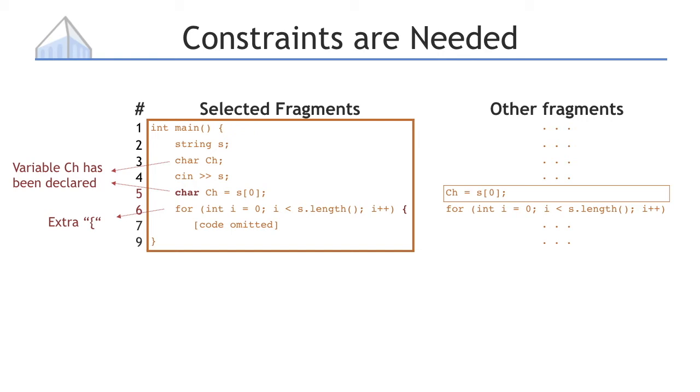On line 5, the selected program fragment redeclares an already declared variable, hence making a semantic error. We should have selected other fragments for this line to satisfy the semantic constraints. On line 6, the selected program fragment has an extra trailing open curly brace at the end, hence making a syntactic error. We should have selected other fragments for this line to satisfy the syntactic constraints. Therefore, we need to enforce syntactic and semantic constraints when combining the program fragments.